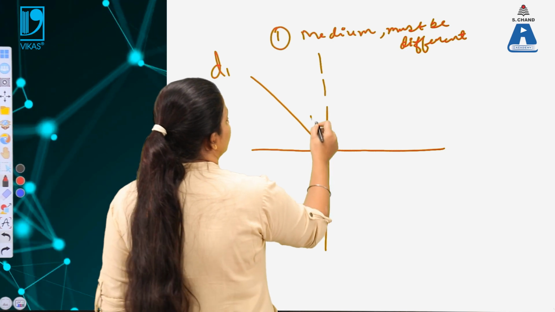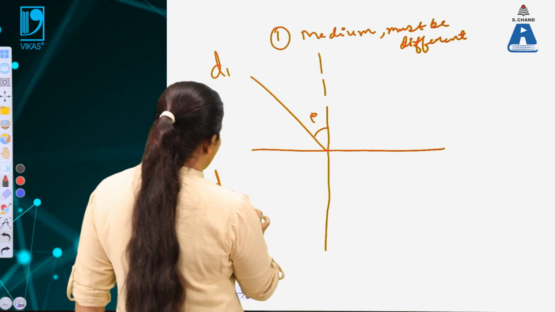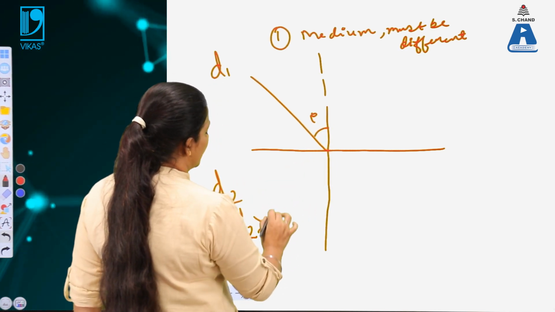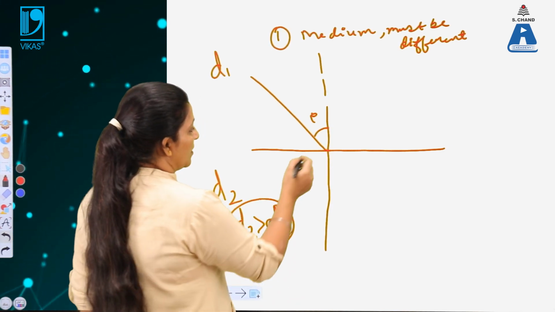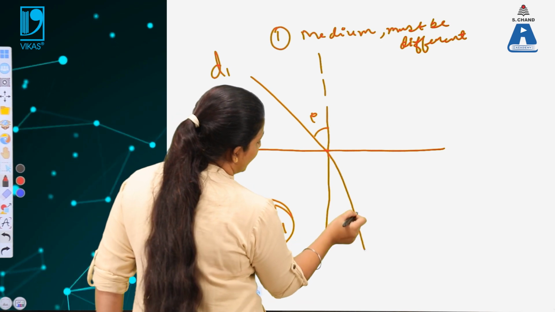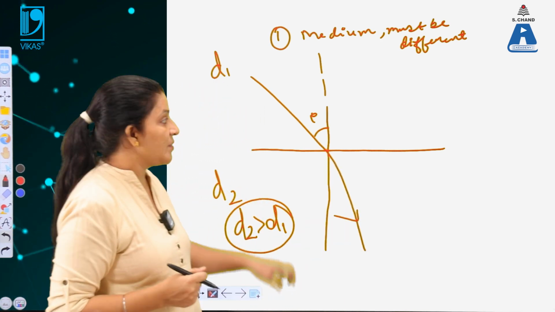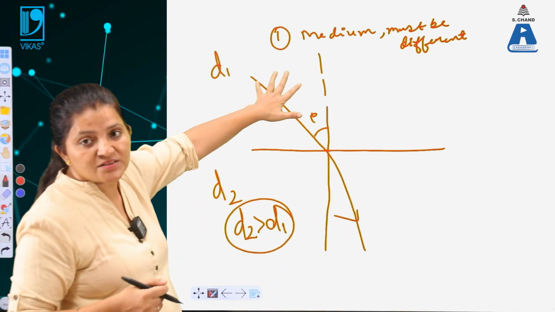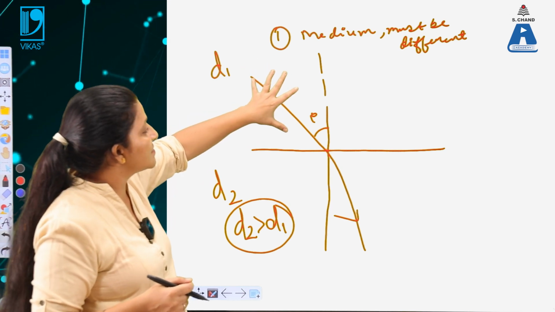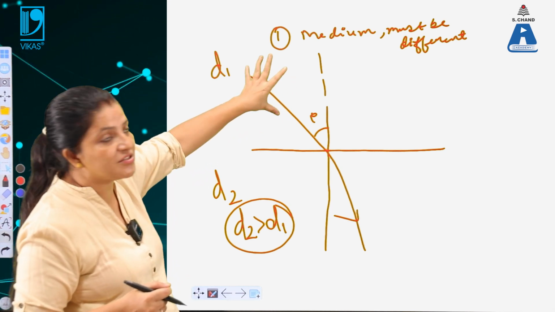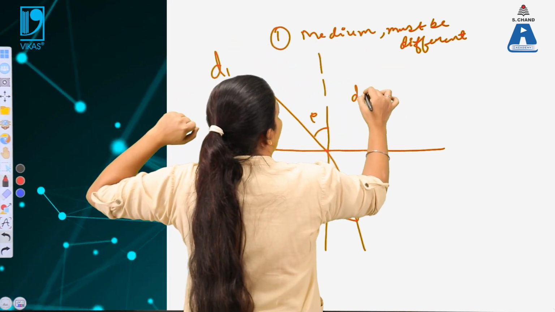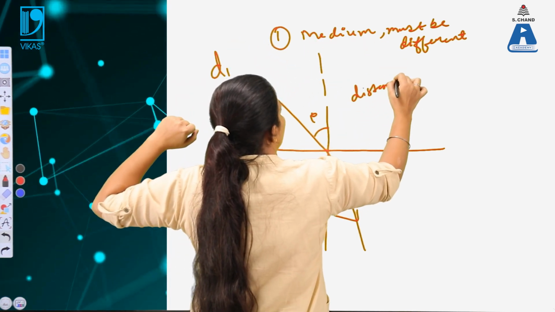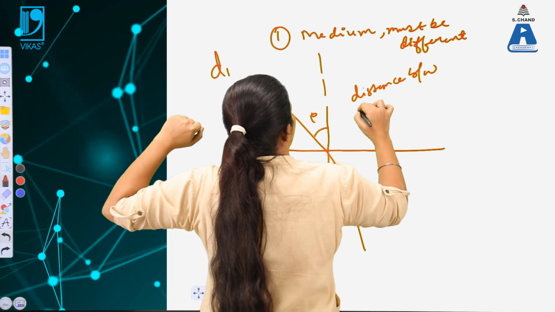Now, if this is the angle of incidence, we know that if D2 is more than D1, then the light will bend towards the normal. Now, why is this so? Why does light bend towards the normal? That means if this is a lesser dense media, the particles are separated from each other by a large distance. So here the distance between particles is large.